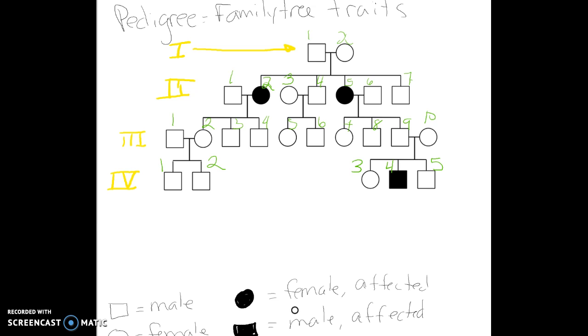So if I take a look at generation 2, individuals 3 and 4, both of them are open. They do not have this trait. And then they give birth to 2 children, and both are also not affected. So that doesn't really help me a whole lot.